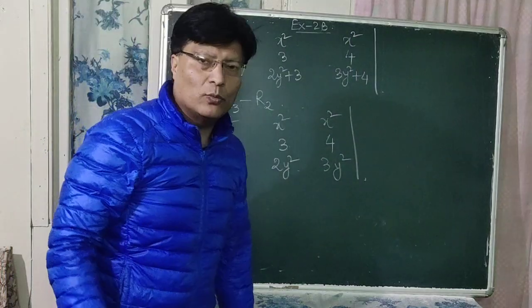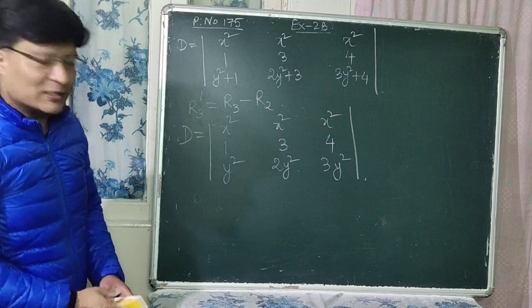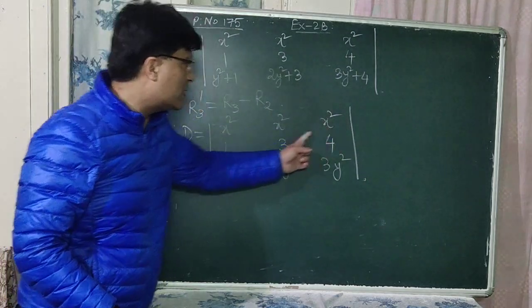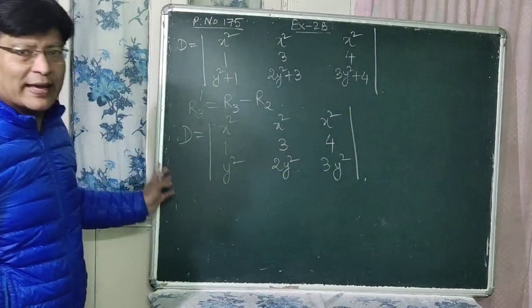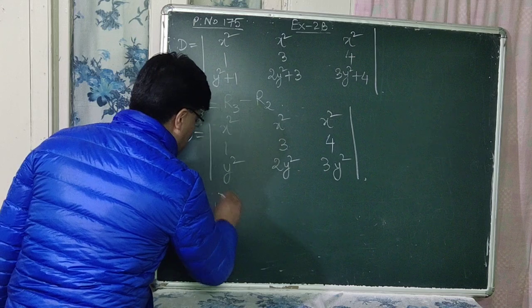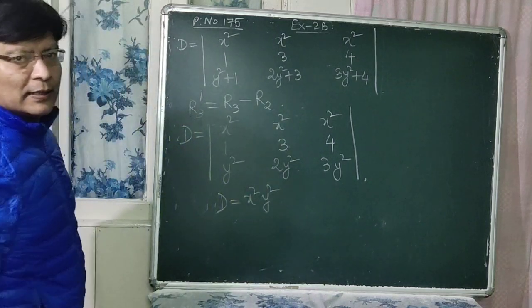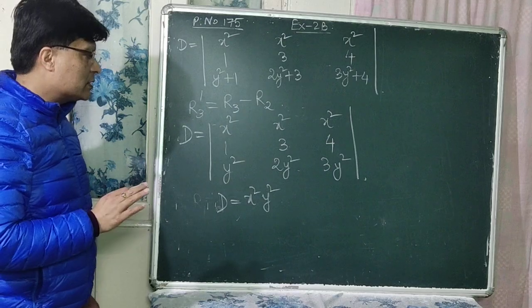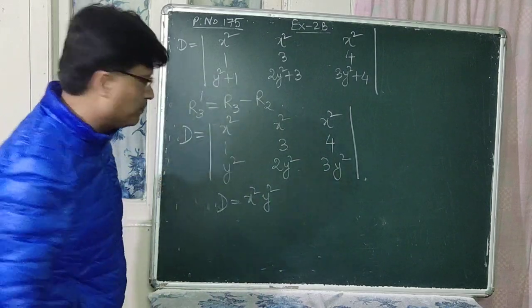So now, what will you do in the next step? You can take common, isn't it? From the first row, you can get x square common. From the third row, you can get y square as common, right? So therefore, D is equal to x square y square. The common terms are taken together here from the first row and the third row.